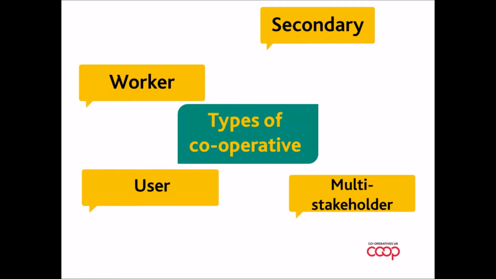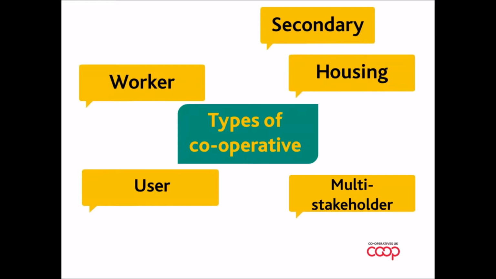Multi-stakeholder is the combination of different membership types. So usually you'll find that workers, users, or even sometimes supporters want to come together to meet a common aim. Each will have different needs for coming together, but actually the aim of becoming a multi-stakeholder cooperative, it enables them to deliver that aim. So it enables a cooperative to bring together people with different interests.